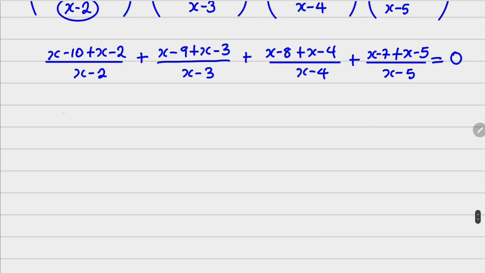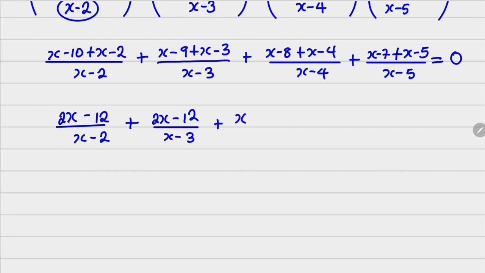Now, simplifying further, you can agree with me that this is going to be 2x minus 12 all over x minus 2, then plus the same thing now, 2x minus 12 all over x minus 3, then plus we have 2x, not just x, but 2x minus 12 all over x minus 4, then plus we have 2x minus 12 all over x minus 5.